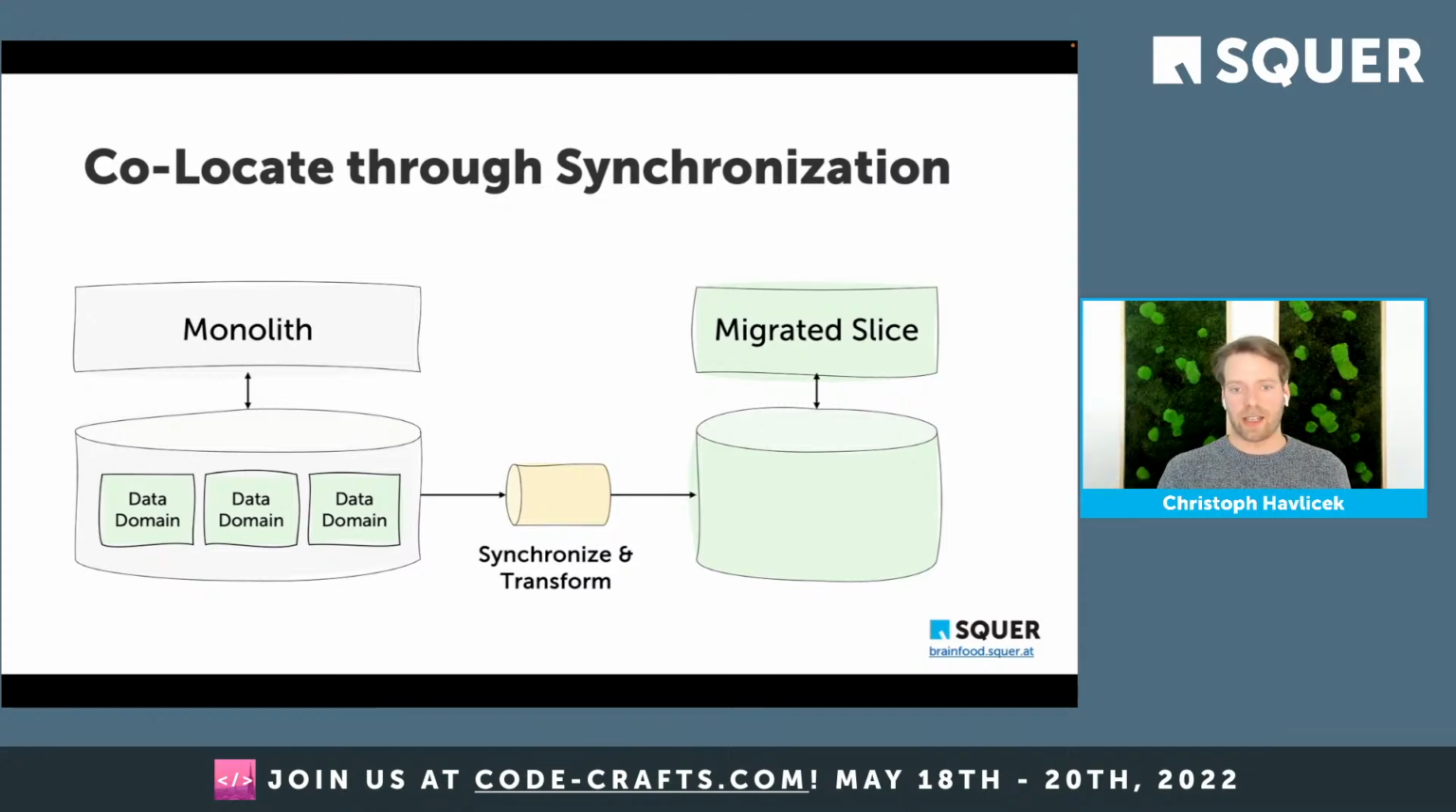We implement a synchronization pipeline, which is going to transfer the data that is required by the slice from the monolithic database into a database which is owned by the migrated slice and optimized for the migrated slice. This synchronization, of course, could also contain transformation. So the data structures on the left side, as you see here, do not have to be the same structures as you see on the right-hand side.